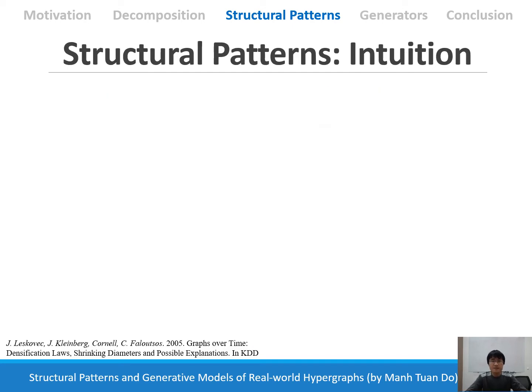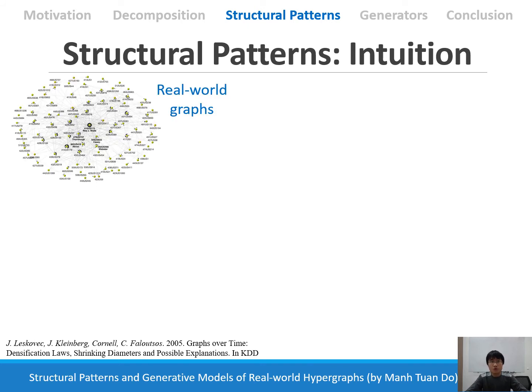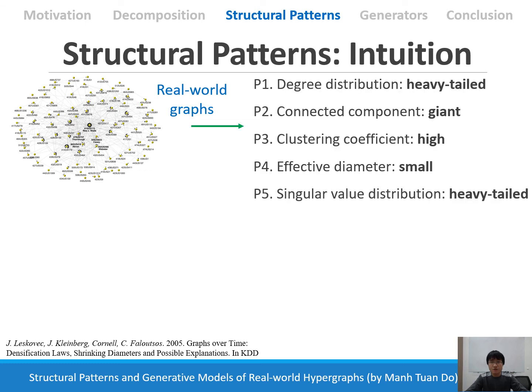Our hypothesis is that for a real-world hypergraph, in the decomposed graphs, the 5 structural patterns are satisfied. Here is the intuition why. Real-world graphs are often found to exhibit the 5 structural patterns: heavy-tailed degree distribution, giant connected component, high clustering coefficient, small effective diameter, and heavy-tailed singular value distribution.